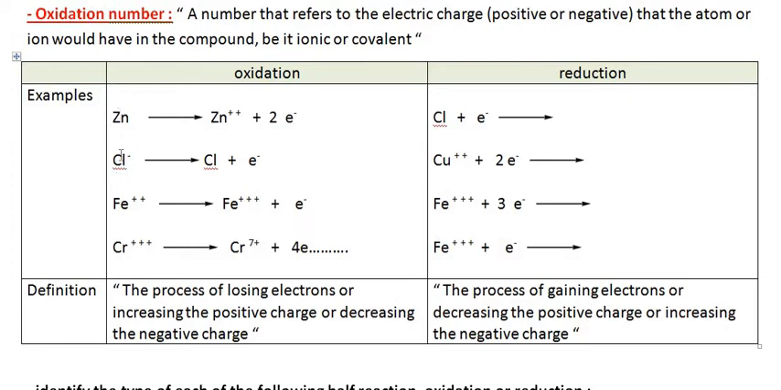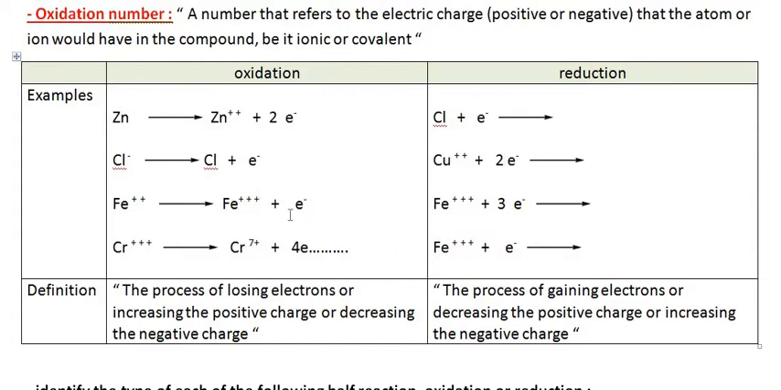Any ion or atom is called a particle. When any particle loses electrons, this process is called oxidation. When any particle gains electrons, this process is called reduction. So losing of electrons is the oxidation process, and gaining of electrons by any particle is called the reduction process.